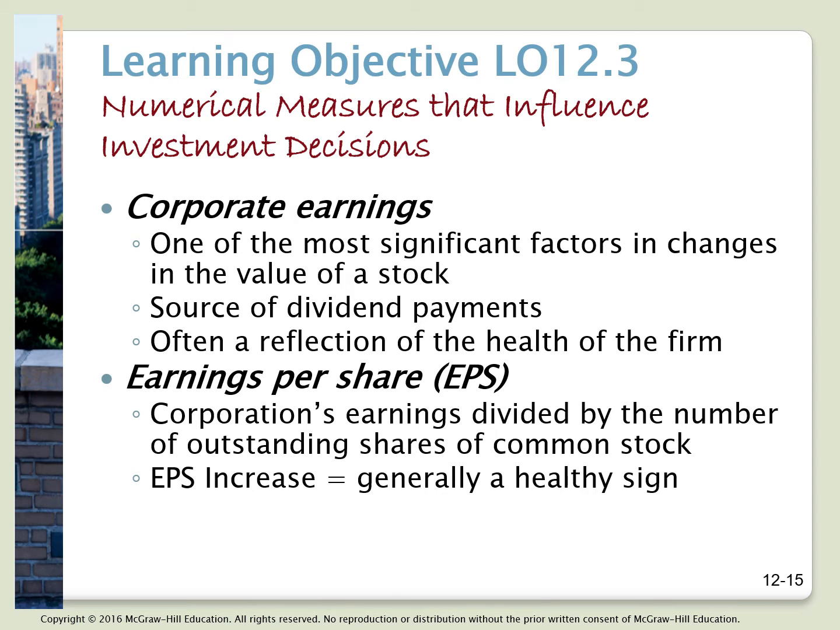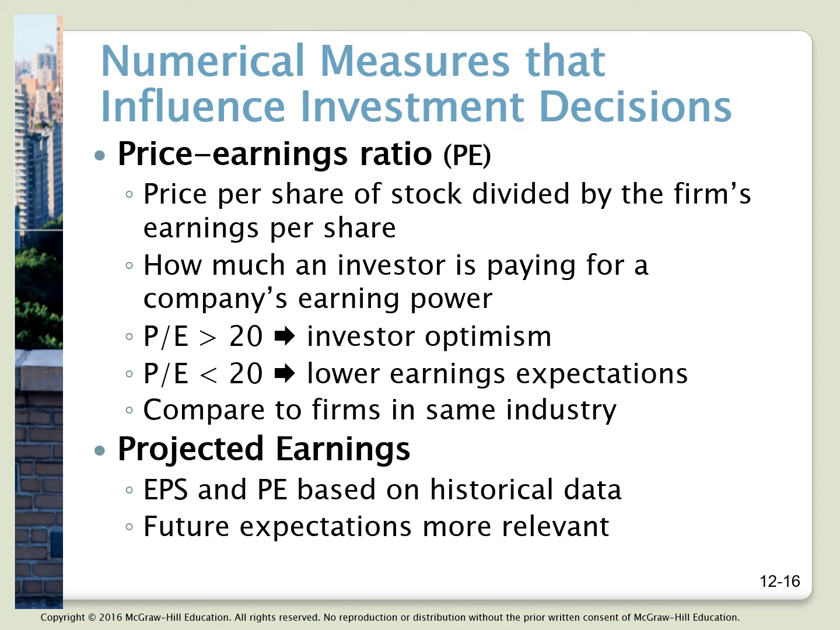There are a lot of different ways of evaluating or valuing stocks, and we'll stick with a few things as we go forward here. Price earnings ratio, or the PE, is the price per share of stock divided by the firm's earnings per share. How much an investor is paying for a company's earning power. What is the current situation? Where is it going? So on and so forth. If there's a PE ratio that's greater than 20, investors are optimistic. PE ratio is lower than 20, lower earnings expectations compared to firms in the same industry.